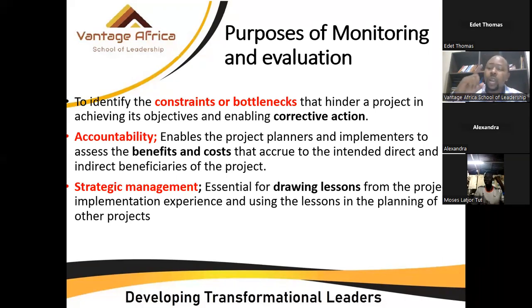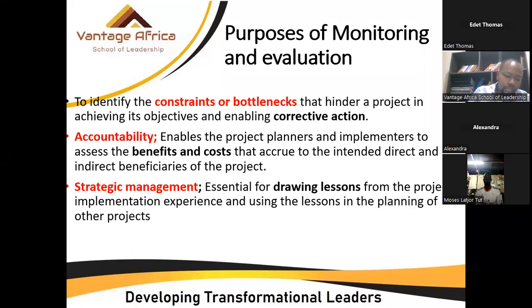Probably we did not involve the communities very well. We looked at that during our M&E process, and we realized that we did not involve the community very, very well, and that affected our output. This time round, we want to do things differently, okay?